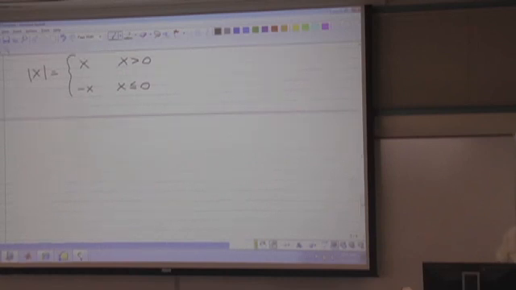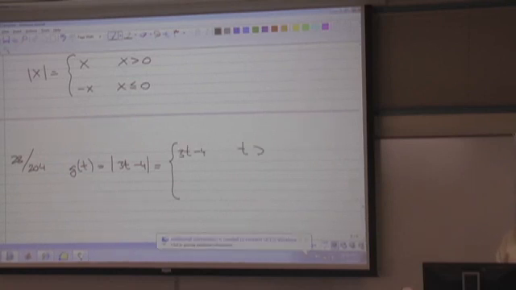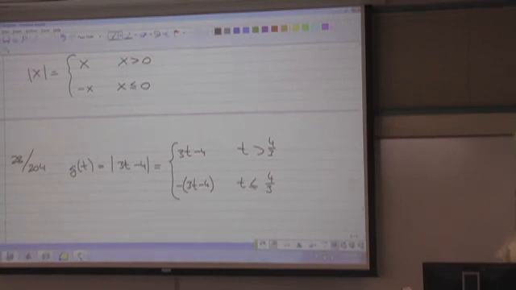And so if you look at your function here, 28 on 204, we have g of t is equal to the absolute value of 3t minus 4, which is going to equal 3t minus 4 if t is bigger than 4/3, and negative 3t minus 4 if t is less than or equal to 4/3. Does that make sense? Because at 4/3 is when your absolute value is 0, and before that it has to change signs. Right?